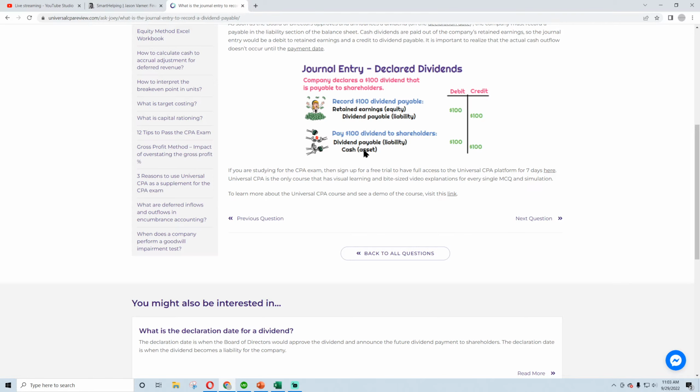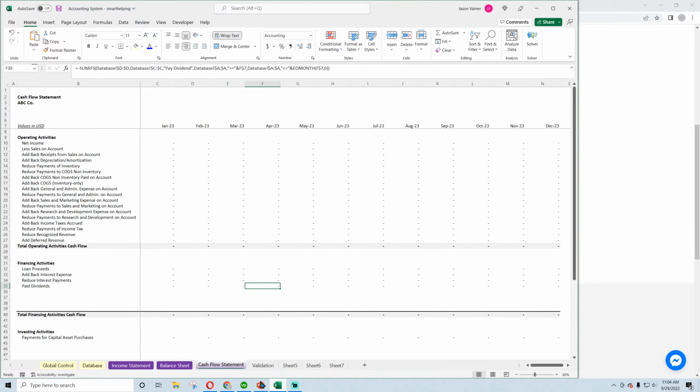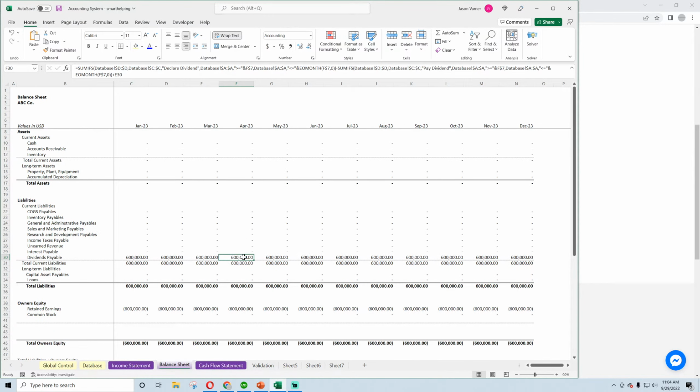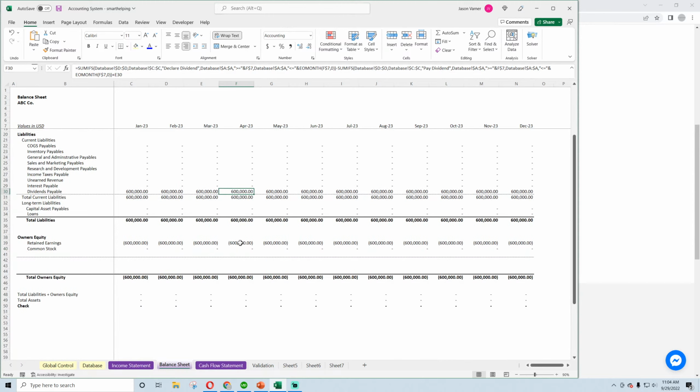Now the second entry, in theory, should reduce this to 0. So this goes down as a liability, and cash should also go down as an asset. So assets equal liabilities plus owner's equity, and this should balance out. But it's not, and I don't know why. So in theory, this is going to be negative. This goes to 0. What am I missing here? It's going to be off because this is still negative.